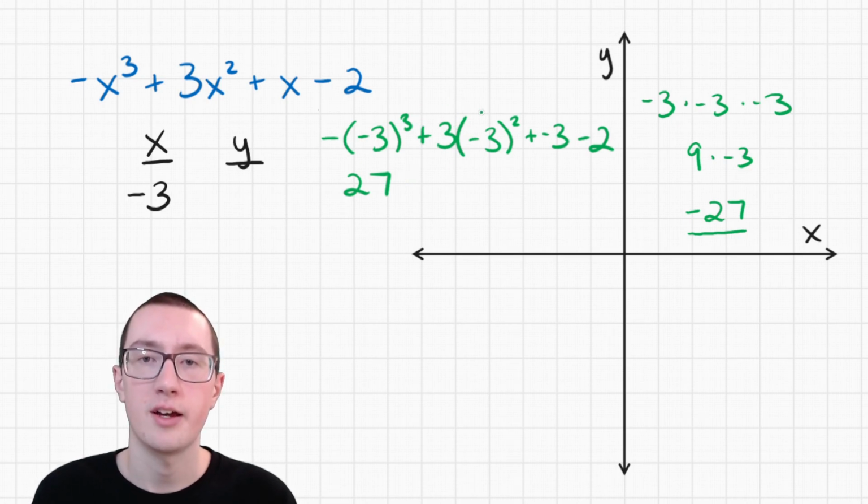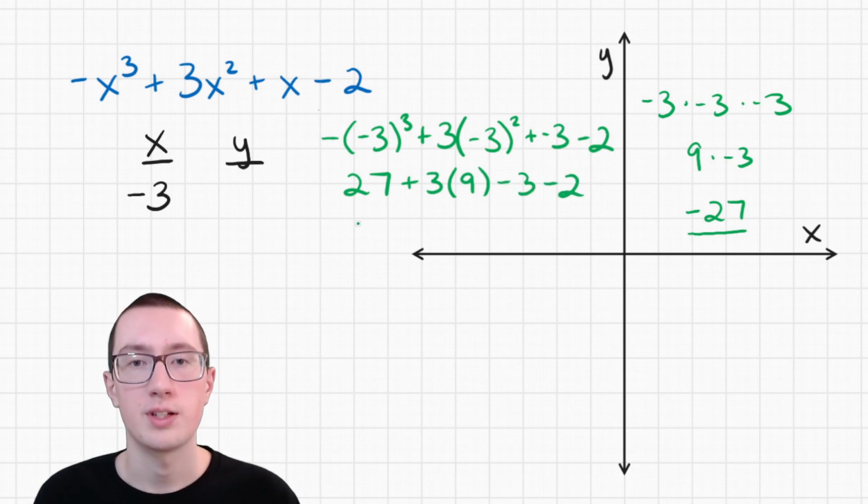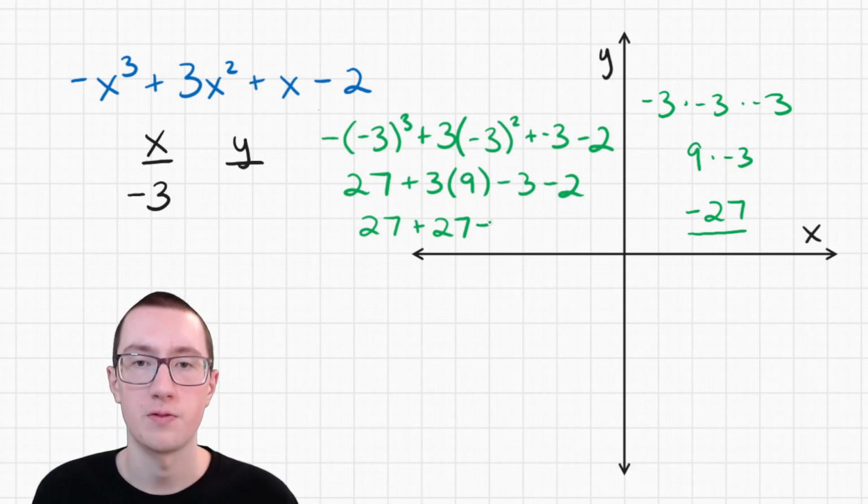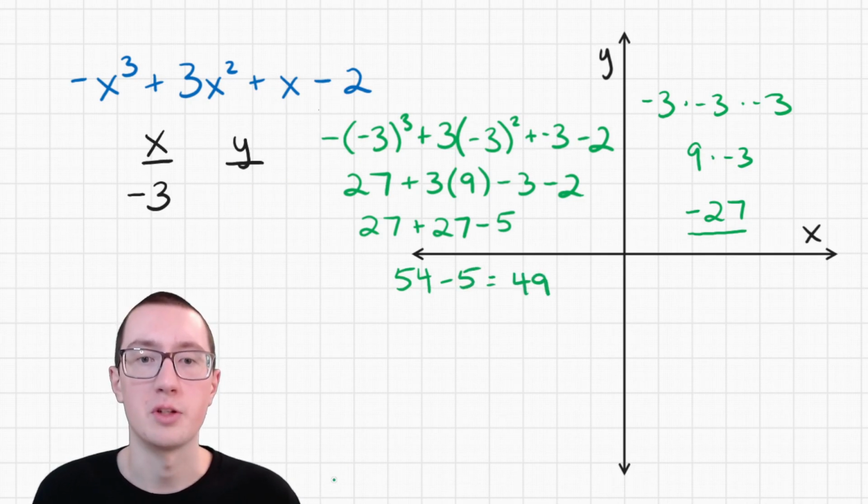Next we have +3 times -3 squared. Well, that's -3 times -3. 3 times 3 is 9, and two negatives make a positive. So we're going to have +3 times 9. And then here we have plus -3, which is the same thing as -3 minus 2. So let's continue on. We have 27 plus, and then 3 times 9 is 27. And then -3 minus 2, that's -5. I'm already noticing this is going to be way too big a number, but we'll finish it anyway. 27 plus 27 is 54. Minus 5 is 49. So our final number for y is going to be 49.